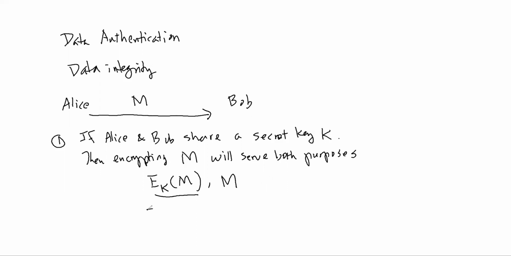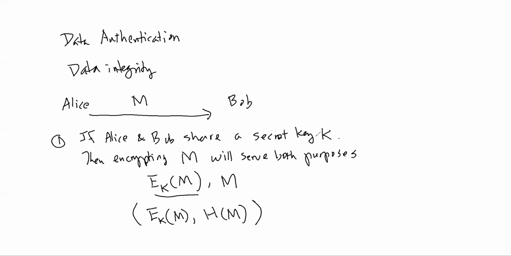Instead, she sends this encrypted, and then attaches H of M. Now this is a hash, so from here it's impossible to get M. Then she sends this over, so Bob can decrypt this, get M, compute H of M, and then compare. That is a methodology using a shared secret key K.